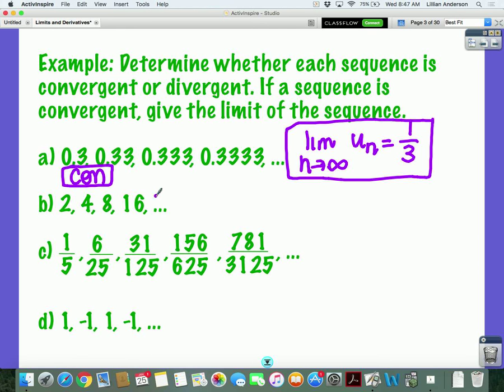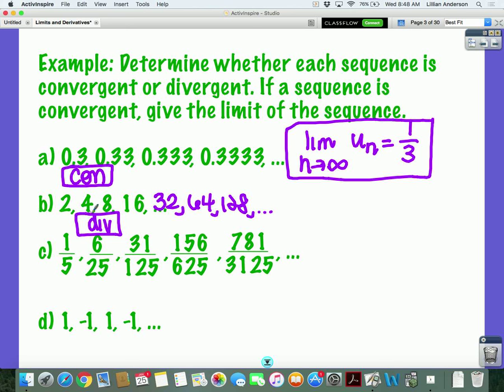You're multiplying by 2, so they're actually getting bigger. So it's going to continue to get closer to infinity. So this one is divergent. Okay? Questions up to here?